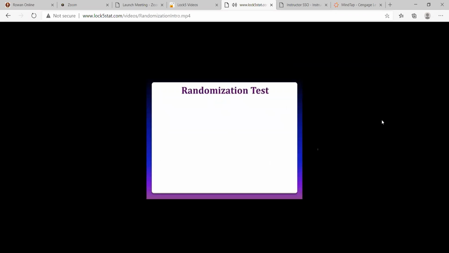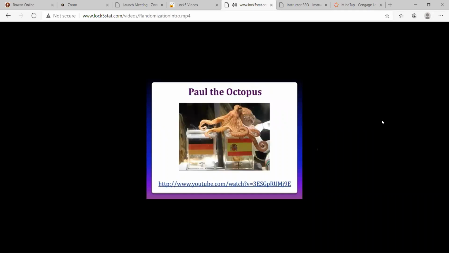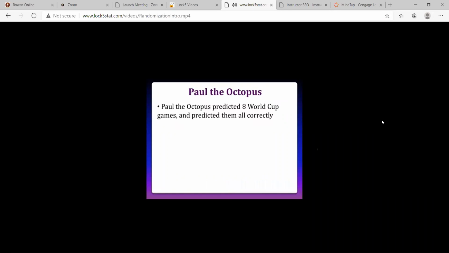More formally, a randomization test consists of two steps. The first step is to simulate new statistics, assuming the null hypothesis is true. And then once you have these statistics, find the proportion of these simulated statistics that are as extreme as your observed statistic. I'm going to illustrate this process with three different examples. So the first example is Paul the Octopus, and I gave you a YouTube link if you want to watch it later. But to summarize, Paul the Octopus predicted 8 World Cup games and predicted them all correctly.